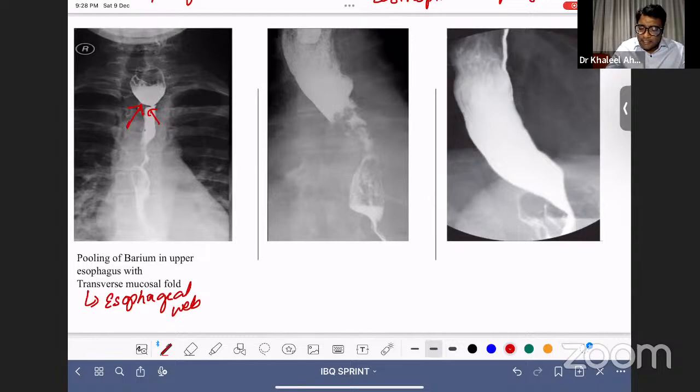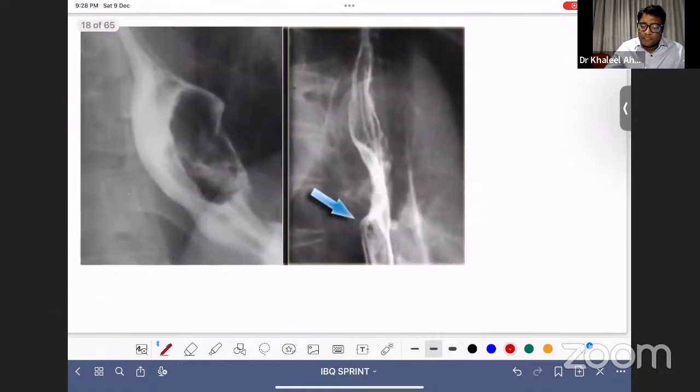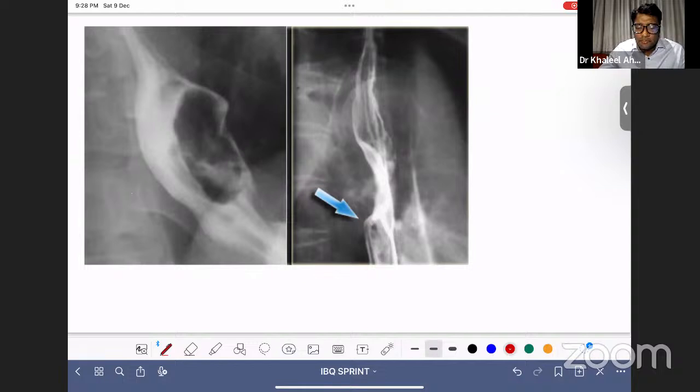Okay. This is again carcinoma esophagus. You can see the rat tail with irregular shouldering that you have. And this is the same image, the achalasia cardia, the bird beak appearance. Okay, let's move forward. What about these barium swallow images? Can you think about this?